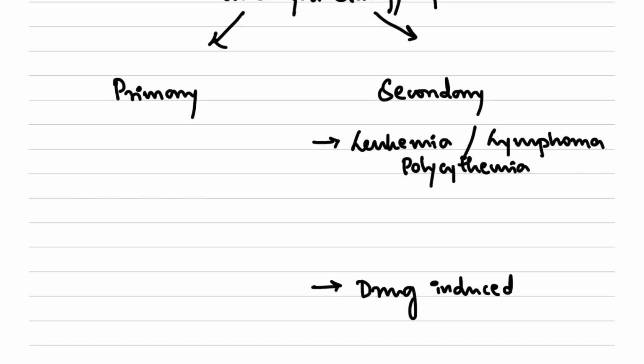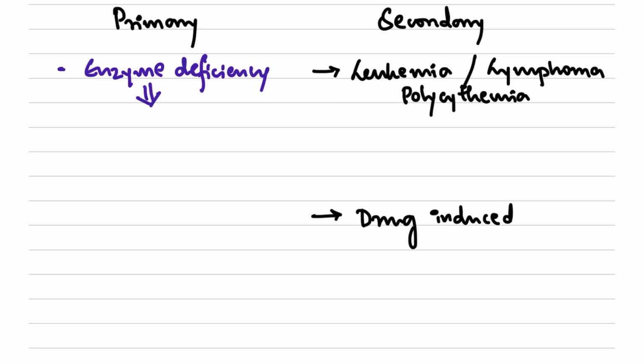Okay, what do you mean by primary? Primary is due to enzyme deficiency. So primary is mainly due to enzyme deficiency. Which enzyme deficiency will lead to the gout pathophysiology? It is HGPRT, that is hypoxanthine guanine phosphoribosyl transferase.